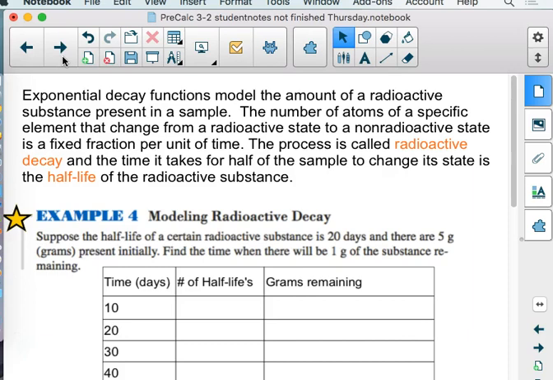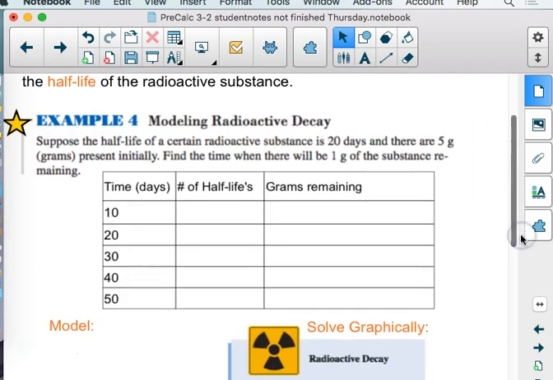Modeling radioactive decay. Cool. Suppose the half-life of a certain radioactive substance is 20 days. Uh-oh, that's new. That's a little weird.